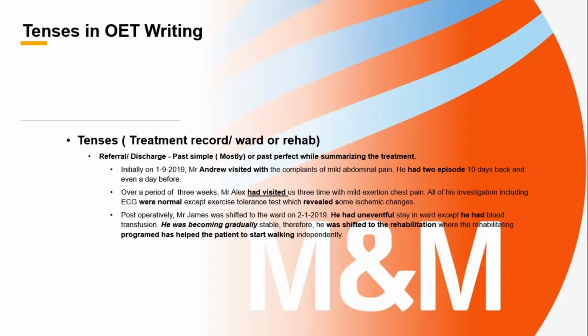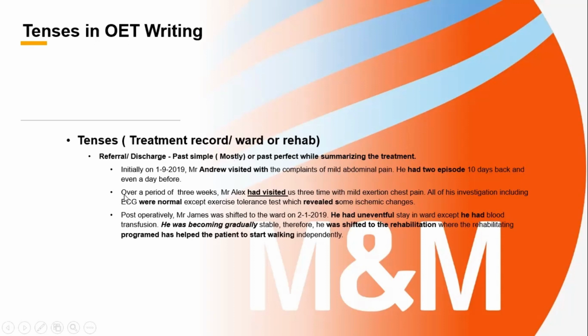For example, Mr. Andrew visited with the complaints of mild abdominal pain. Now, when he visited you on 1/9/2018, and let's say 10 days back, he had 2 episodes. So we can use the past perfect. He had 2 episodes 10 days back and even a day before. So you can see when he visited, this time frame is different from that time frame. This is near past and this is far past. So we are using the simple form of the tense over here and the perfect form of the tense over here.